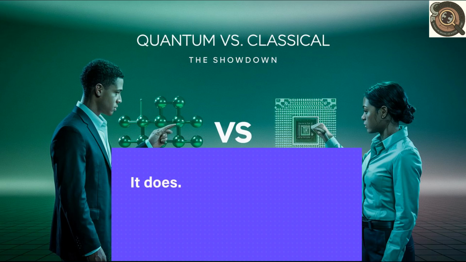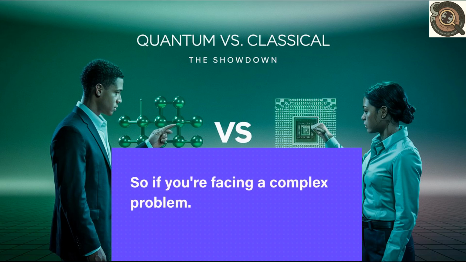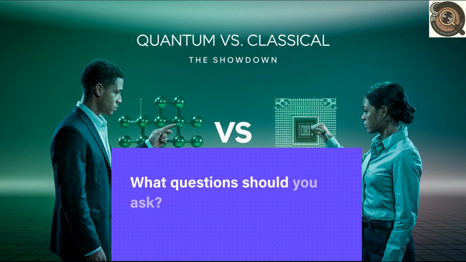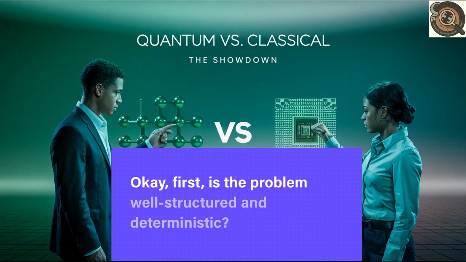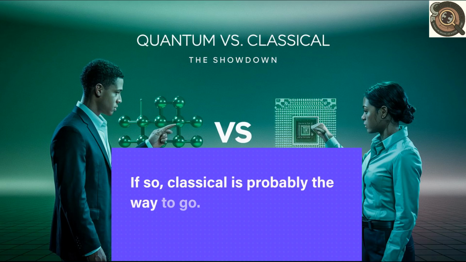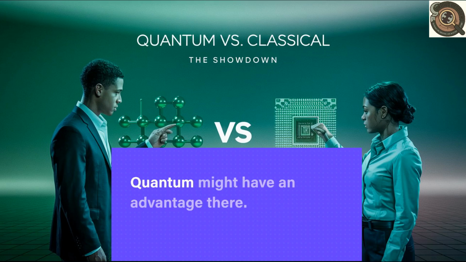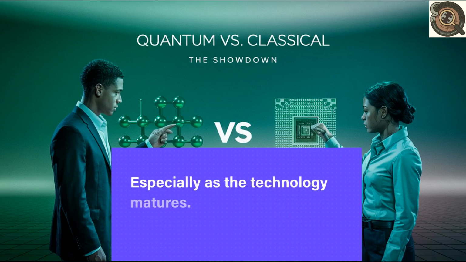It does. So if you're facing a complex problem, and you're wondering whether to go classical or quantum, what questions should you ask? Okay, first, is the problem well-structured and deterministic? If so, classical is probably the way to go. Yeah, it's simpler and usually cheaper. Second, does it involve searching a huge data set or finding an optimal solution? Quantum might have an advantage there, especially as the technology matures.